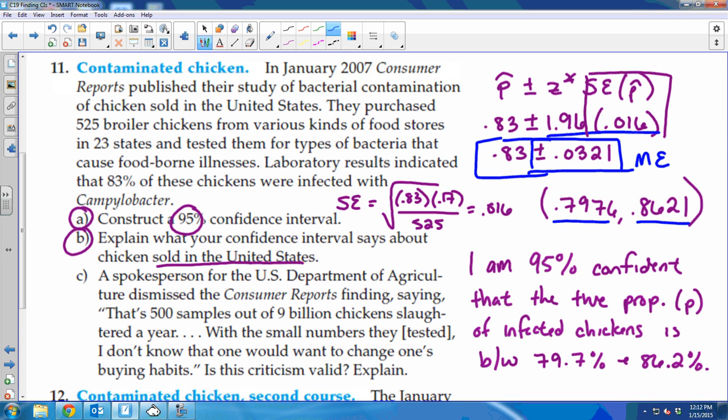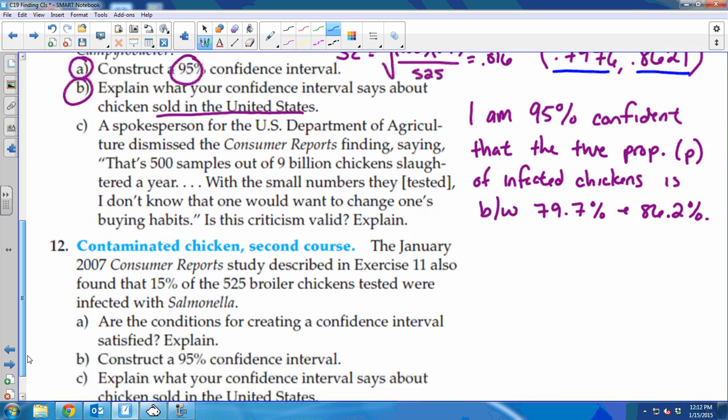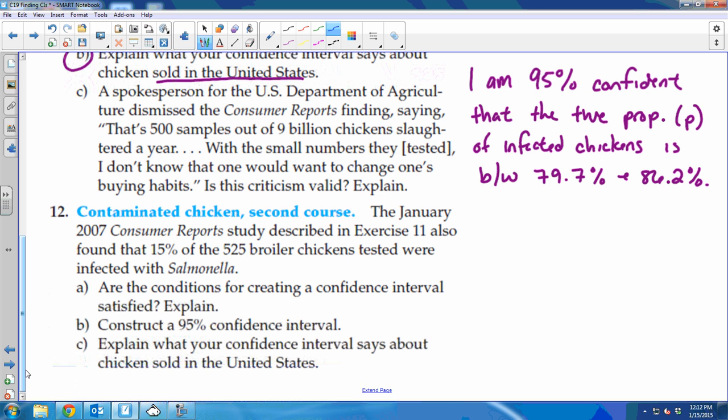I'm not going to do number 12. It's the same thing. It says there's more chicken. The chicken is also infected with salmonella. But it's only 15%. So apparently we're not supposed to buy broiler chickens because they're all infected with stuff.